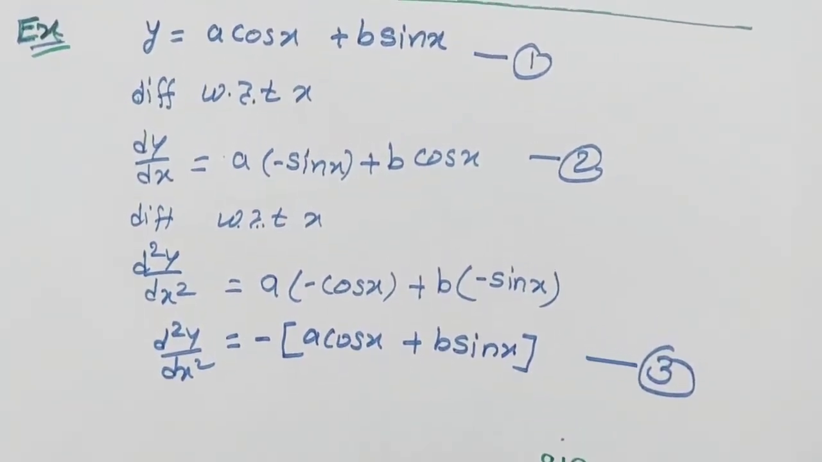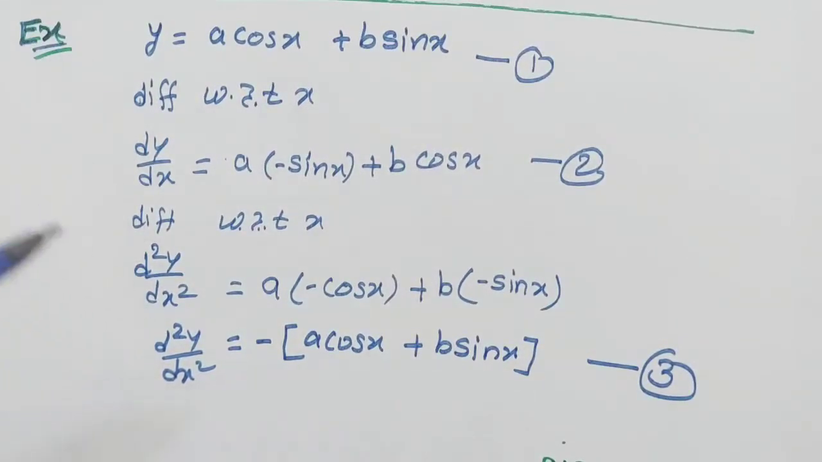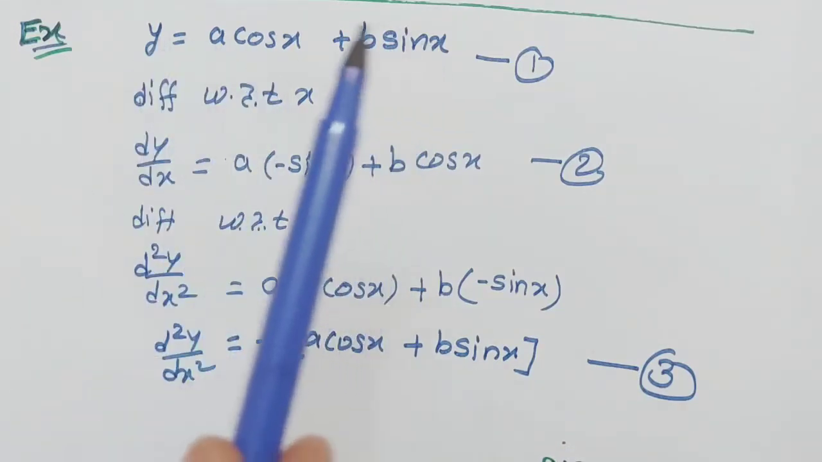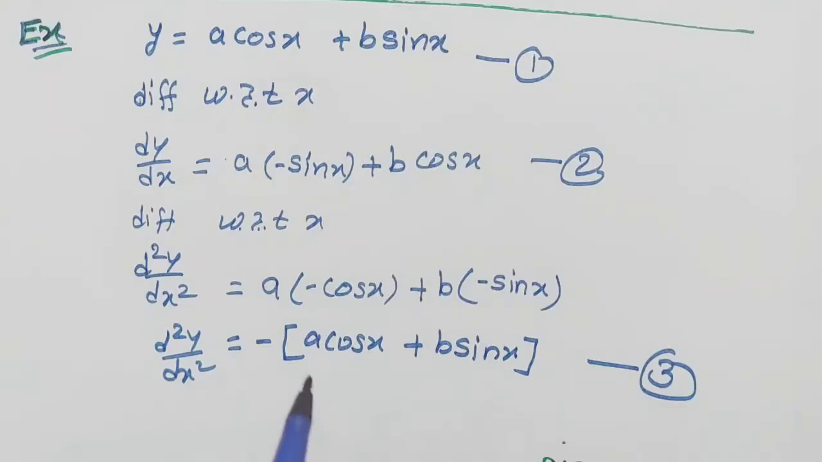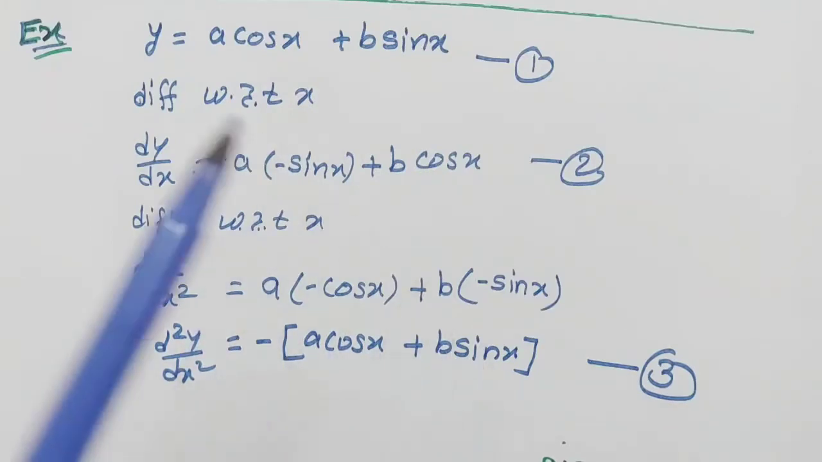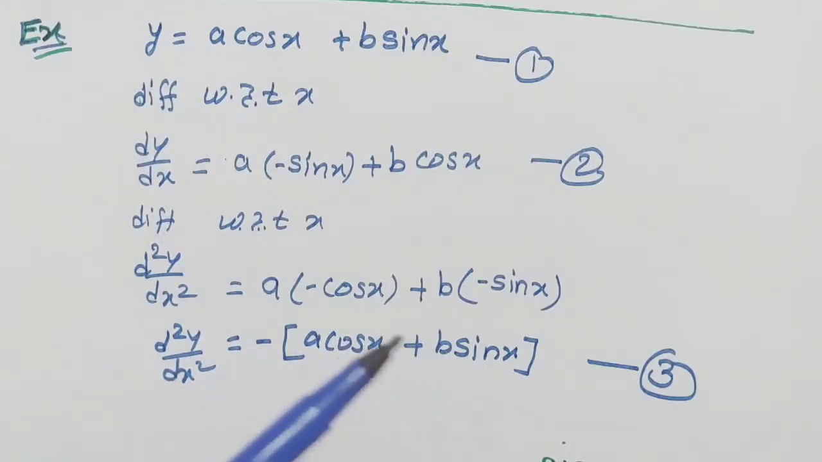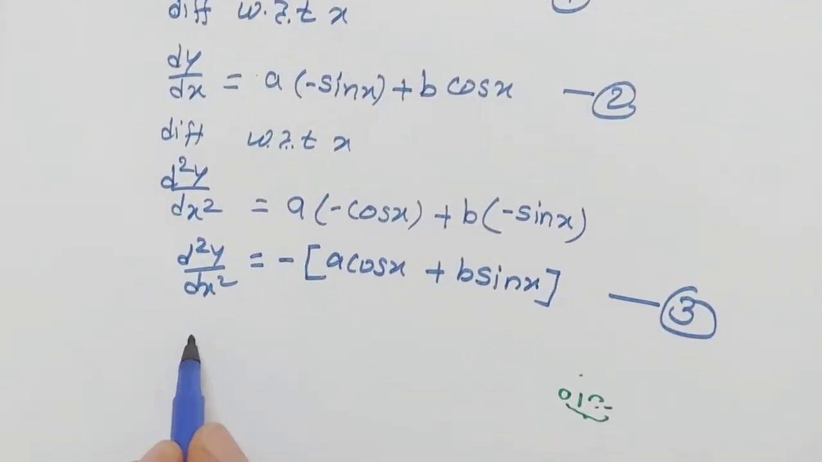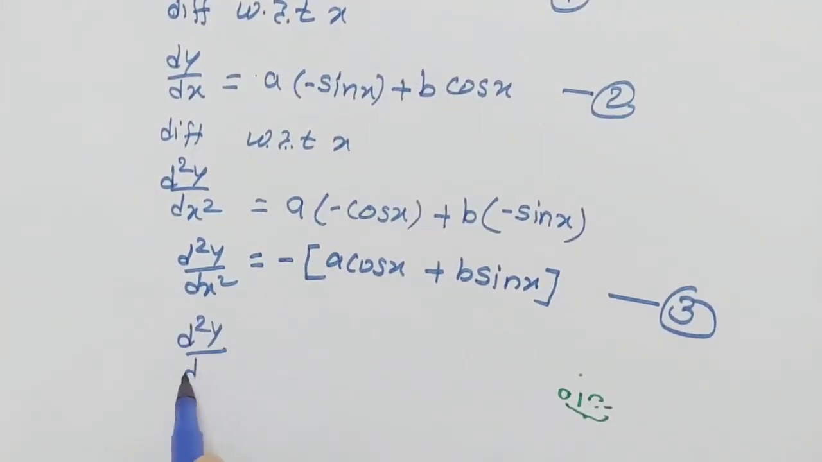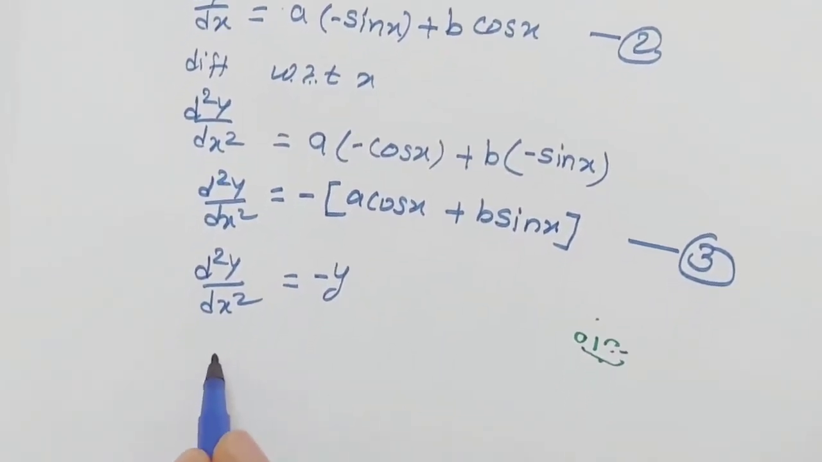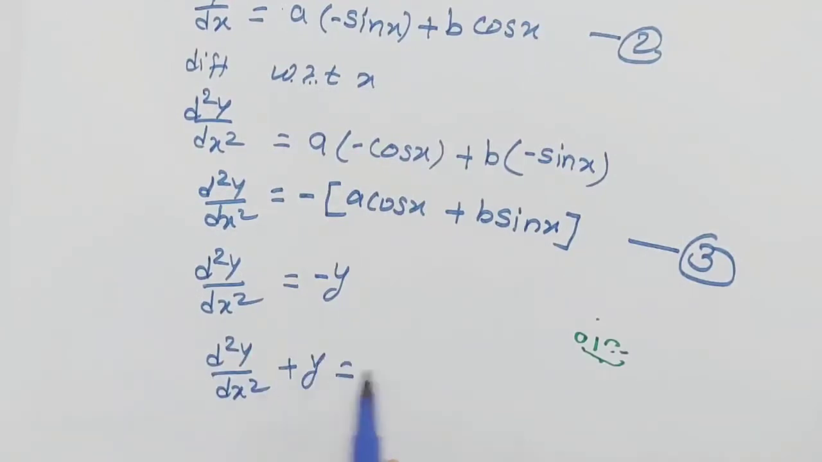Now we have to solve equations 1, 2, 3 simultaneously and eliminate the constants. But if we observe equation 3 and equation 1, from equation 1 the value of a cos x plus b sin x is y. So instead of this bracket we can write y. So here it is d square y by dx square is equal to minus y. That means it is nothing but d square y by dx square plus y is equal to 0.